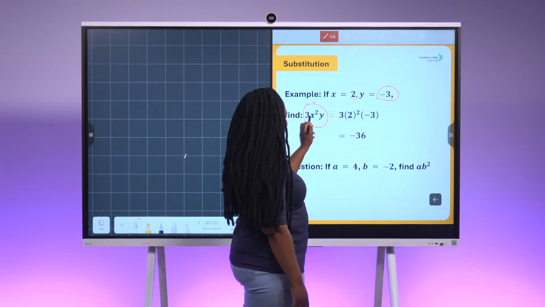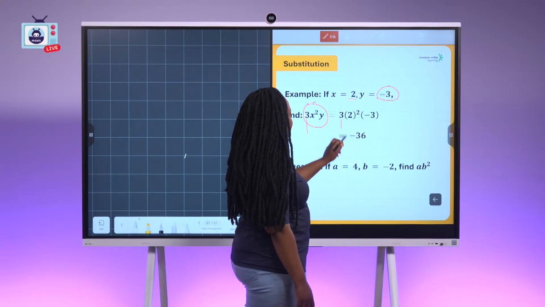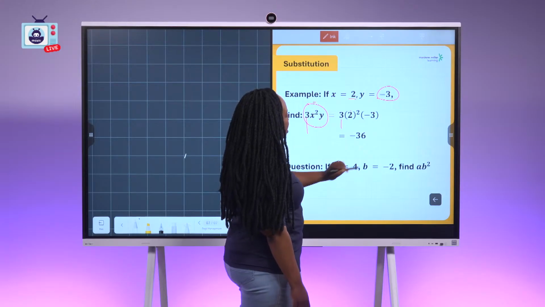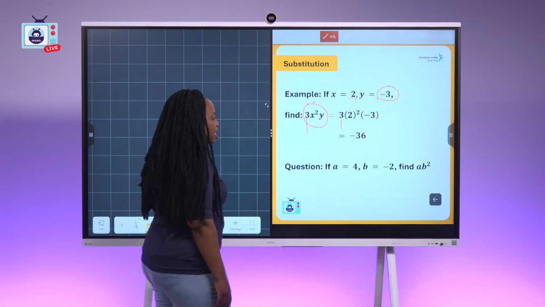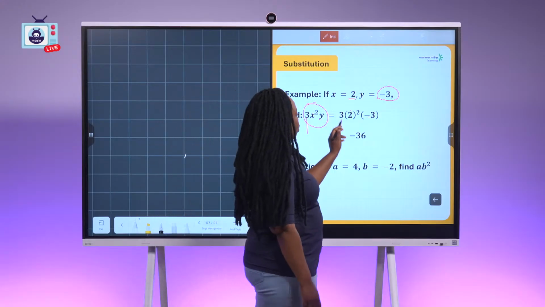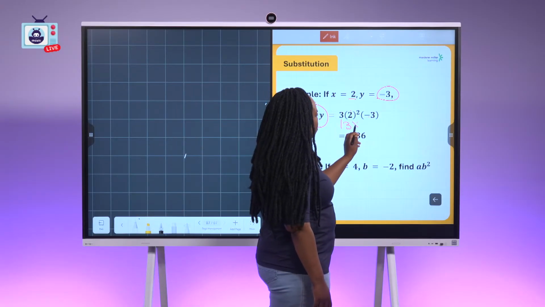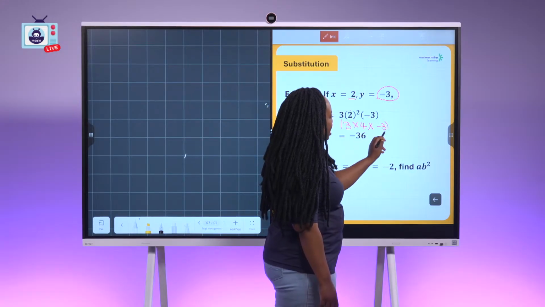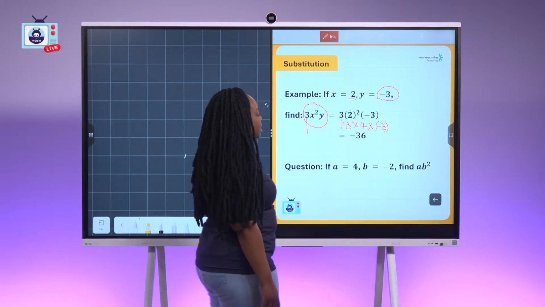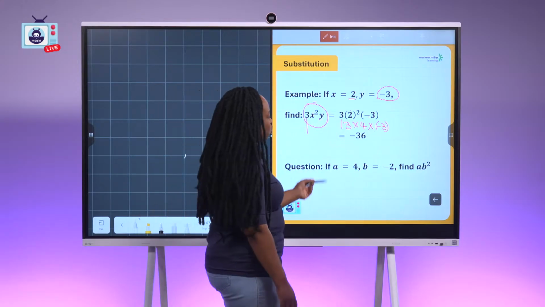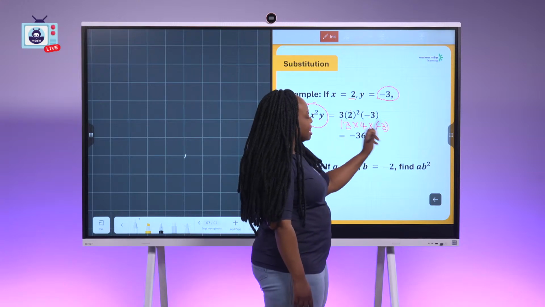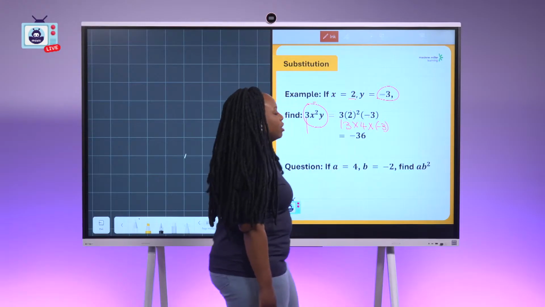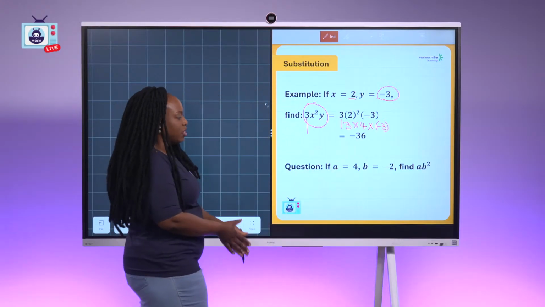So that's what we are doing here. You can see that we had our 3, it remains like that, and where it was x, we put 2. Remember the square. And then where there's y, we put a negative 3. Then if you multiply this together, you're going to have 3 multiplied by 4 multiplied by a negative 3. Remember that 3 multiplied by 4 will give us 12, and then 12 multiplied by 3 will give us 36. Then we keep the negative. That's why we have our answer as a negative 36.